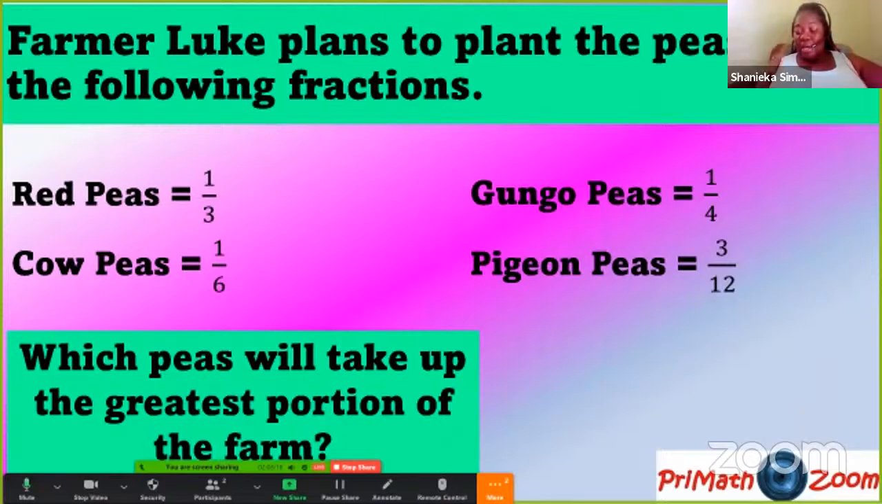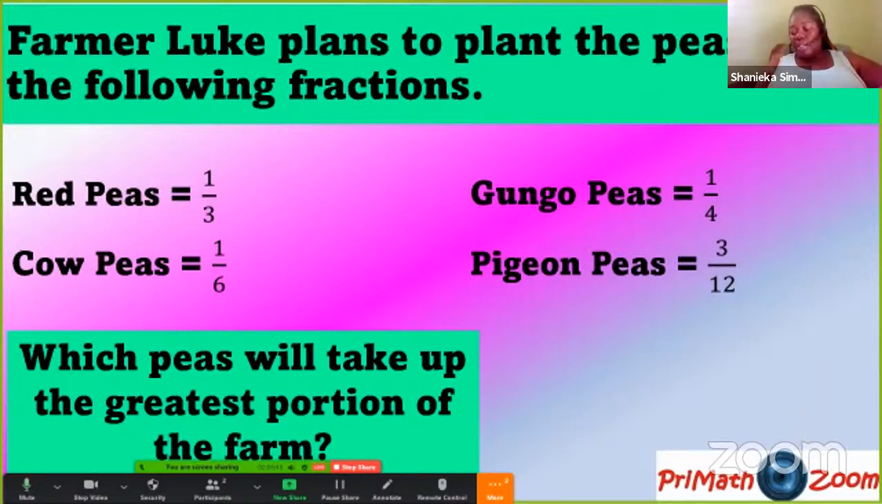All right, Marissa says they have unlike denominators. We must notice that they all have unlike denominators. Janelle says the bottom numbers are not the same, definitely. So all of them are unlike fractions. Hold on a little. We're taking it step by step. Hold on a little bit there, Jamari. So they all have unlike denominators.